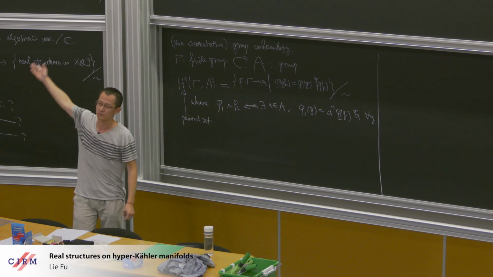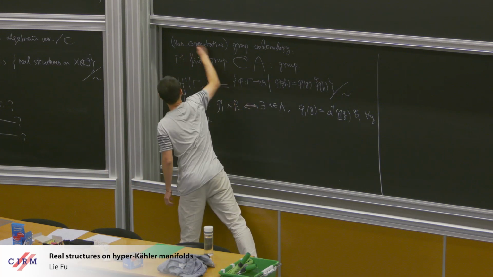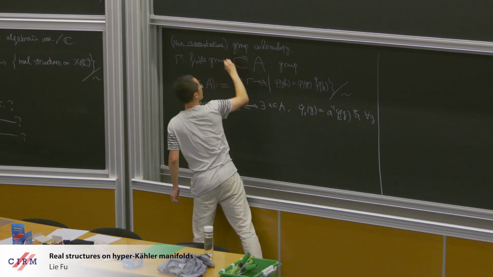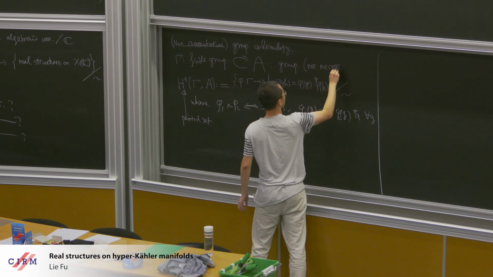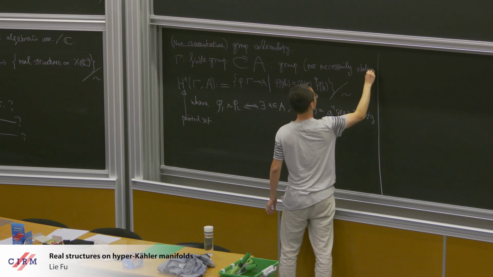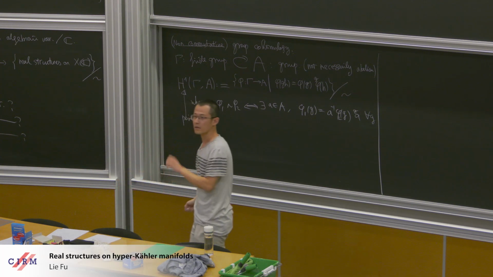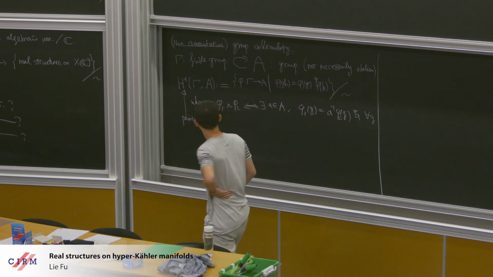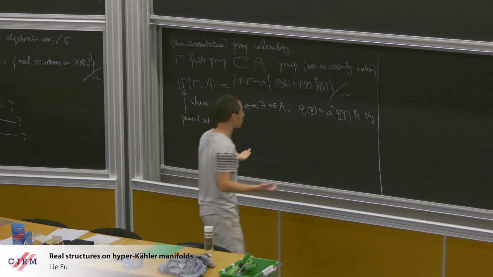Then of course you can go to a higher cohomology. Non-commutative means that A is not abelian, a group not necessarily abelian. That's why I write down the definition. Otherwise, I think it's not necessary. Any other questions?